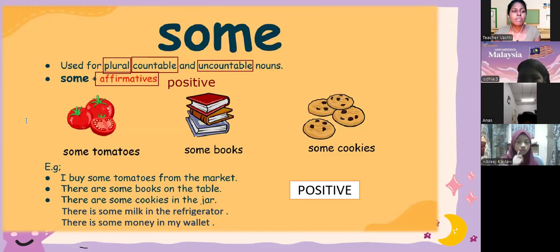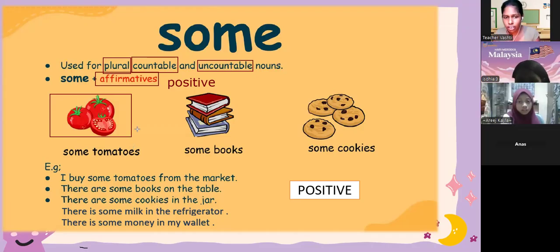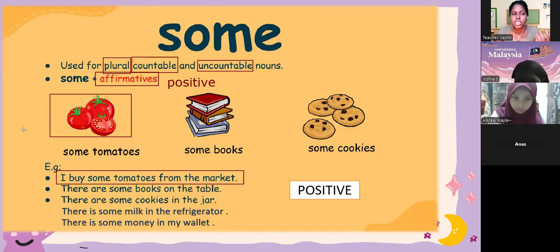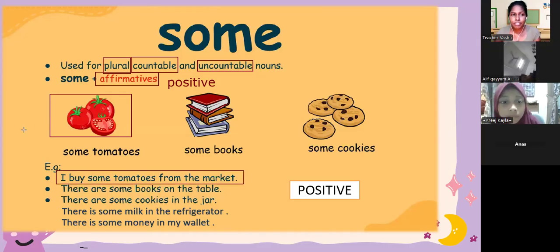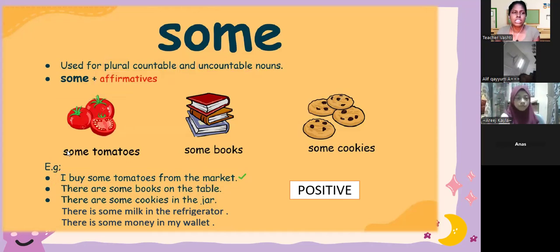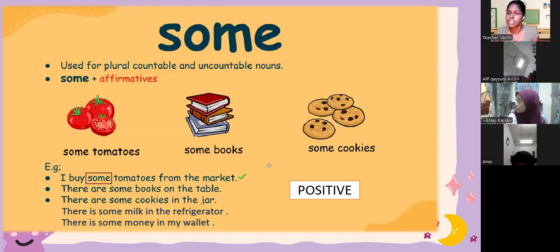Now look at the word some tomatoes. I buy some tomatoes from the market. How many tomatoes can you see here? 3. It is more than one. And look at the sentence. I buy some tomatoes from the market. Is the sentence positive or negative? Positive. Kalau positive, you must use the word some. Janganlah kata I buy any tomatoes. Salah.